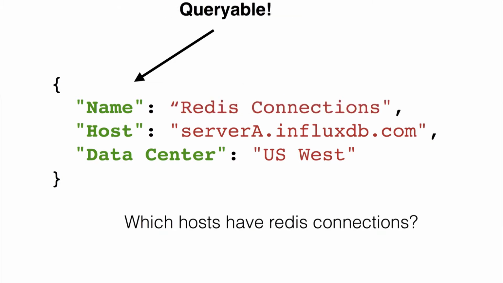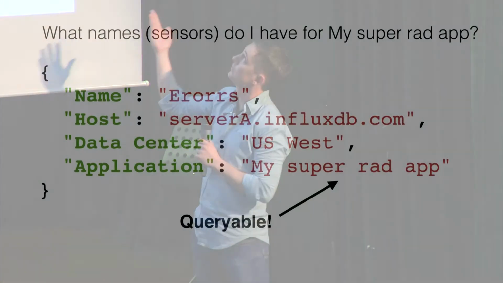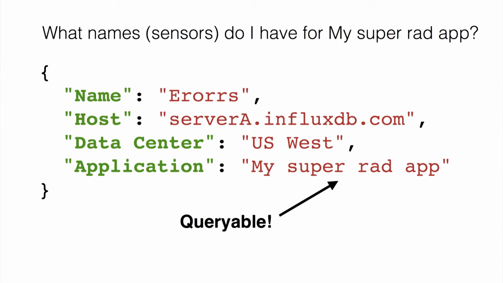It's queryable. So here we say, which hosts have Redis connections, right? That's the name of the thing, and we just say, okay, host is another dimension on it. Or, for example, what names or sensors do I have for my application, right? What am I tracking inside a certain app?